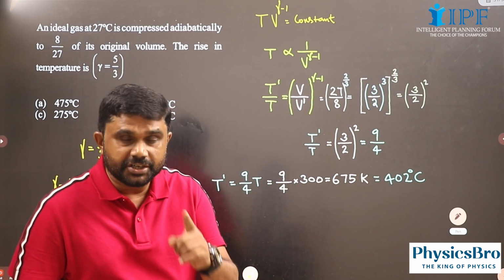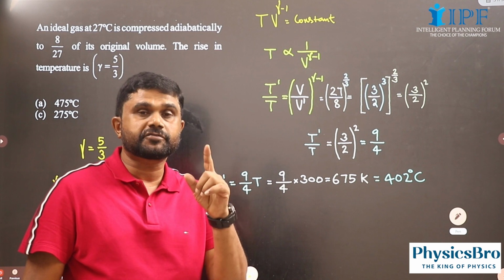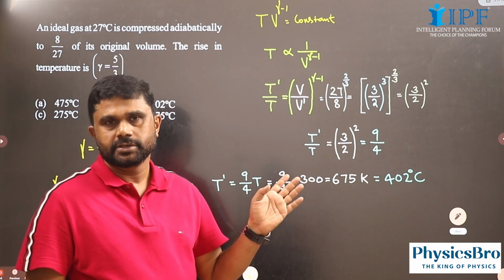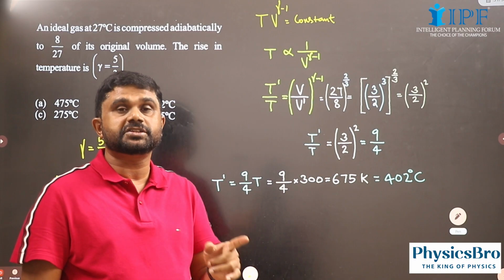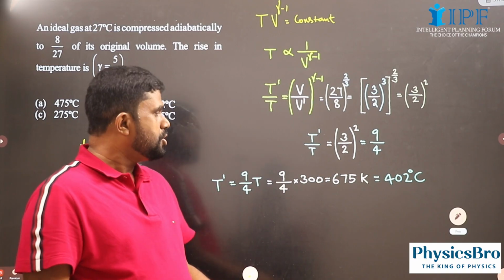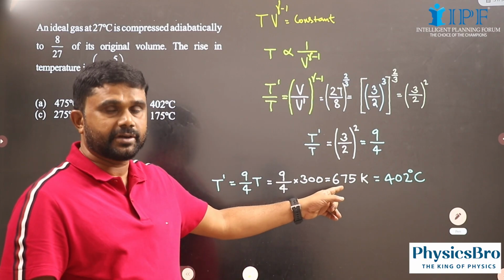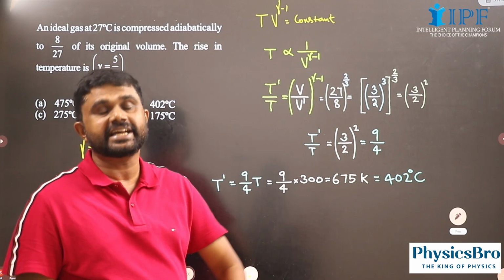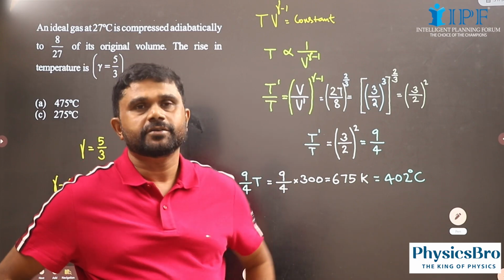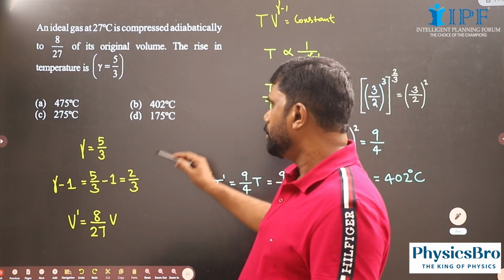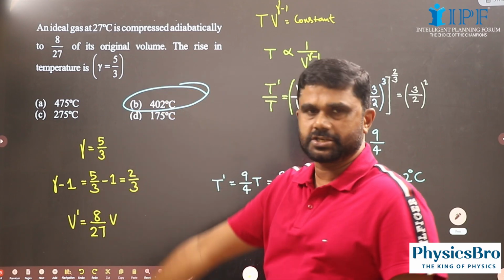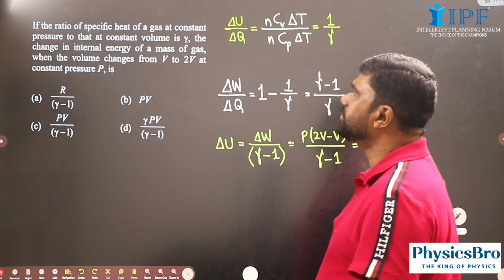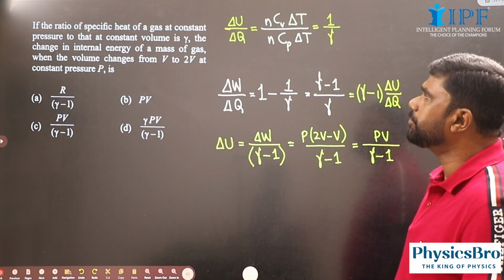We have to convert it into degrees Celsius. So you have to subtract 273, but never subtract 273. Instead of subtracting 273, you subtract 300. If you subtract 300 from 675, you will get 375. Then add 27. It will be 402 degrees Celsius.